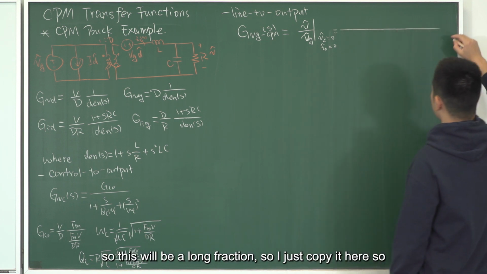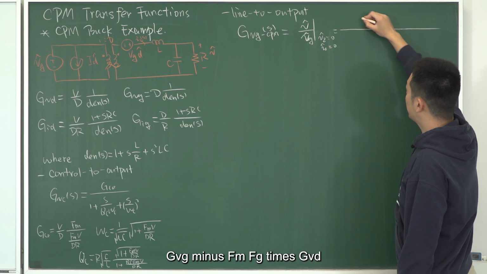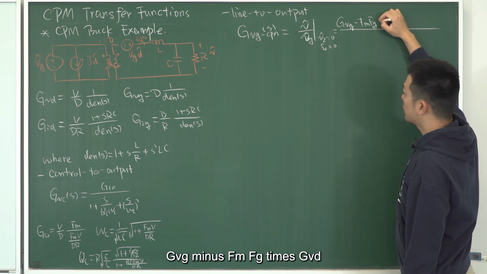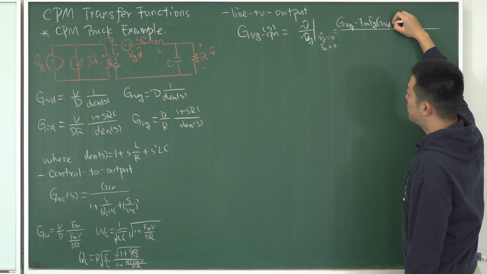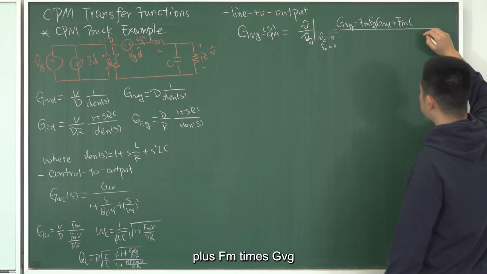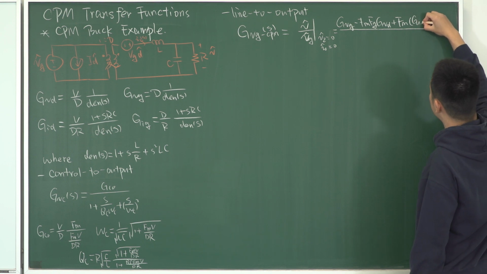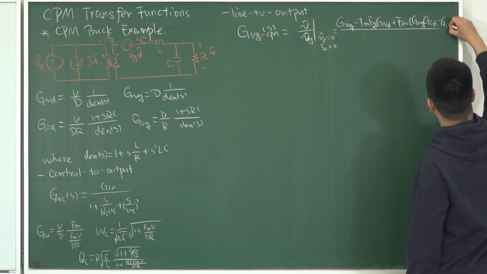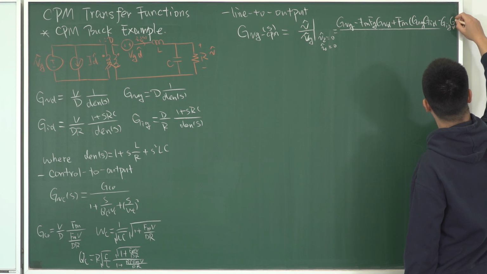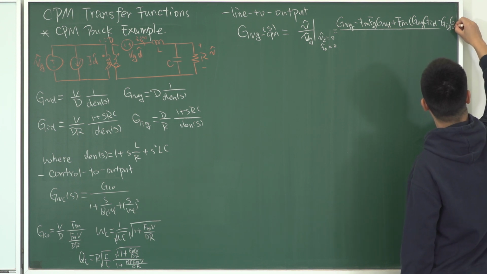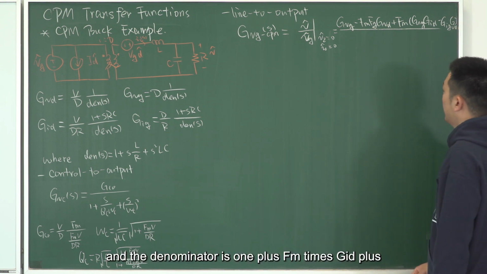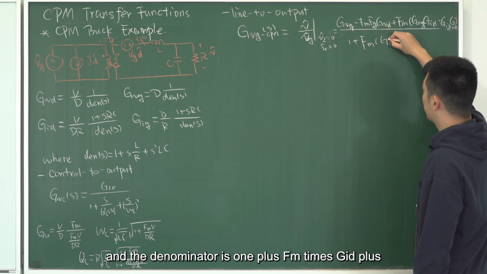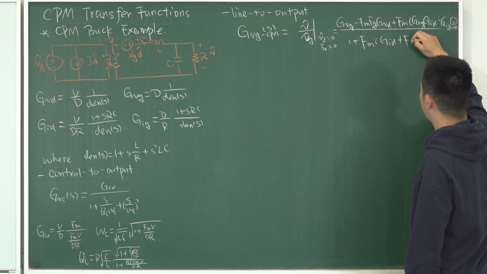So this will be a long fraction, so I just copy it to here. GVG minus FM FG times GVD, plus FM times GVG GID minus GIG GVD. And the denominator is 1 plus FM times GID plus FV times GVD.